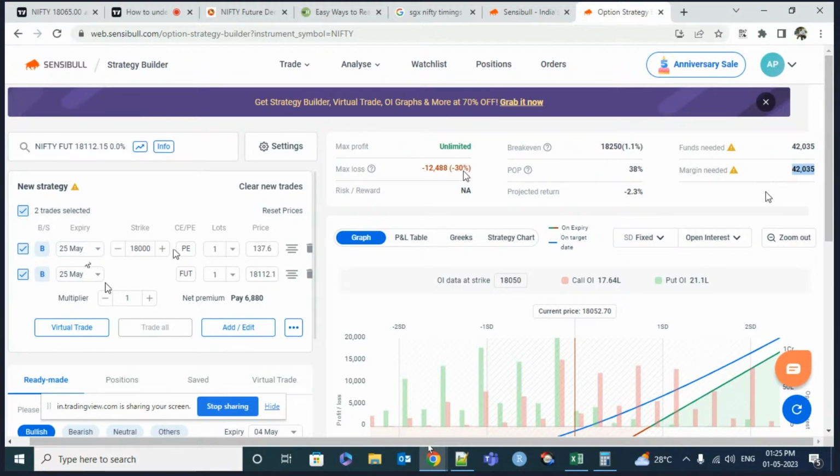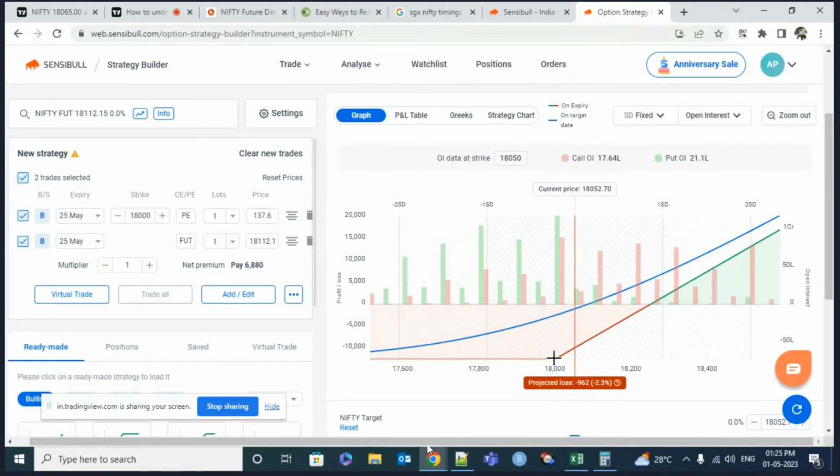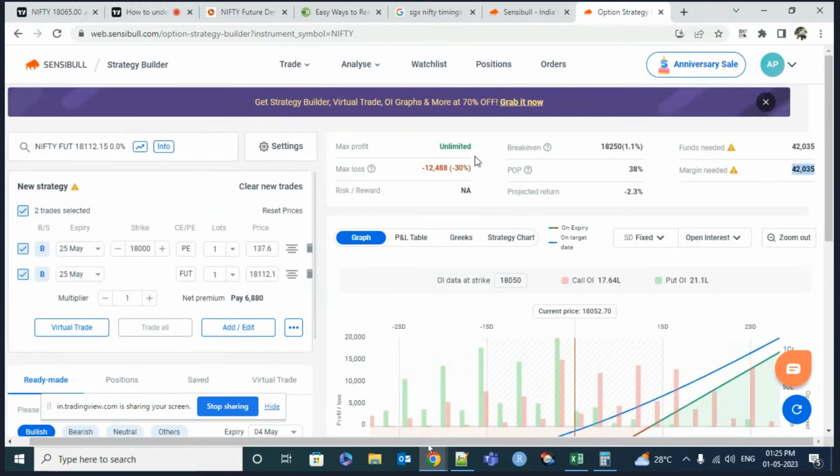Okay, then with the break even of 18,250. Once the Nifty crosses 18,250, you will see your account start getting greens. By the time of expiry you can see maximum profit. This is unlimited, it doesn't mean that you can make it in crores and so on.